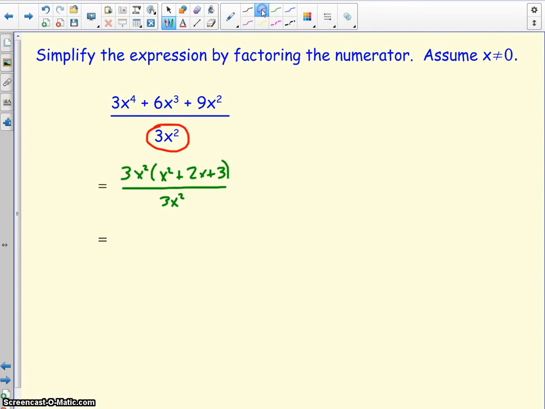So the nice thing now is once we have those factored out, the 3x squared up here and the 3x squared here cancel, and you're just left with x squared plus 2x plus 3.